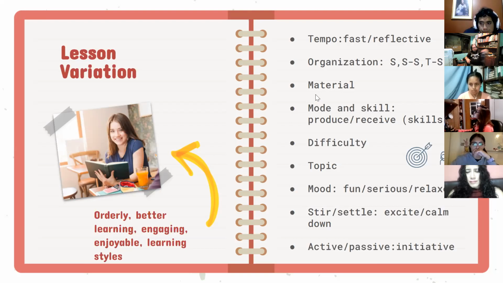Also, you can vary your lesson with the material. You can use the course book, but you can bring other visuals also. Also, you can vary with mode and skill. It refers to which skill you are going to focus on: whether you bring more activities that help students produce the language, or they are going to use the receptive skills.